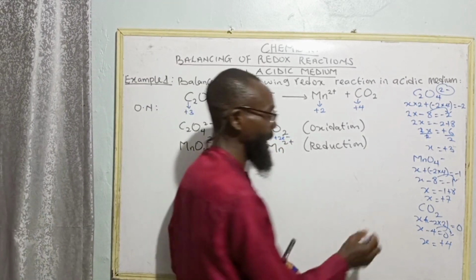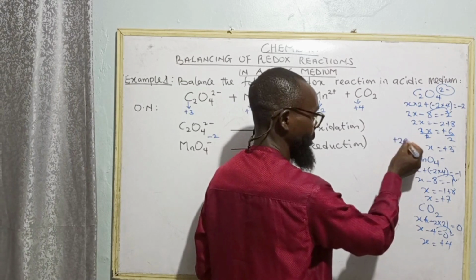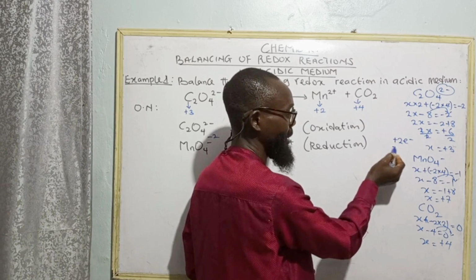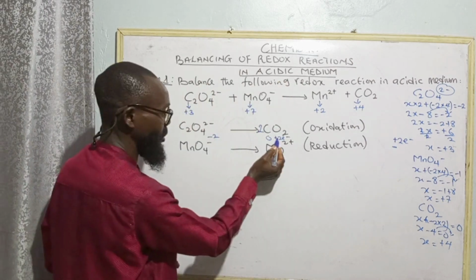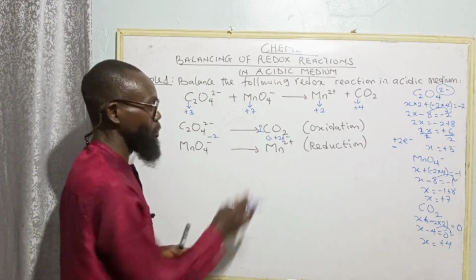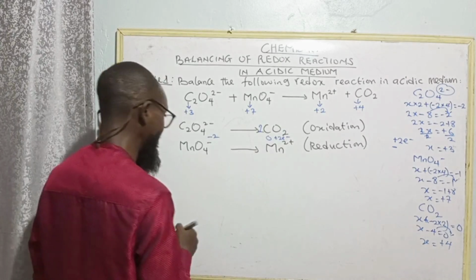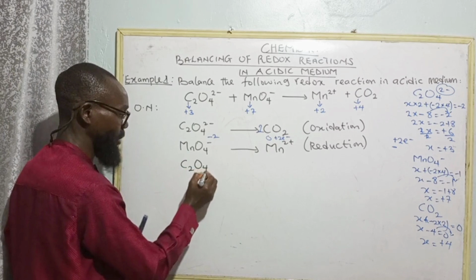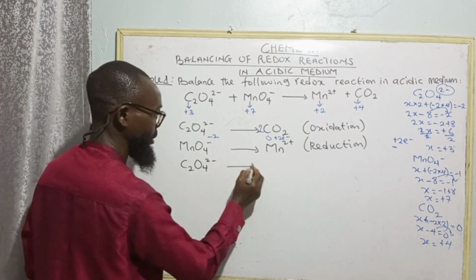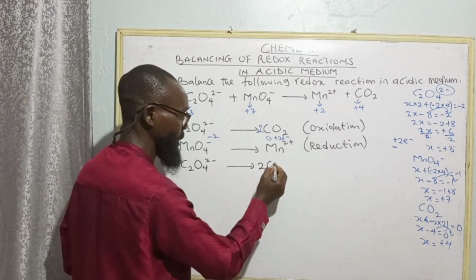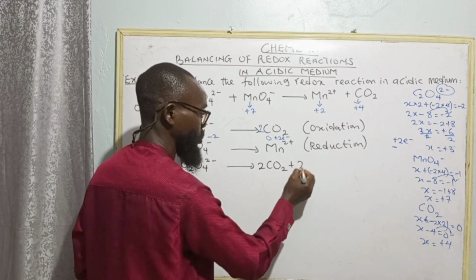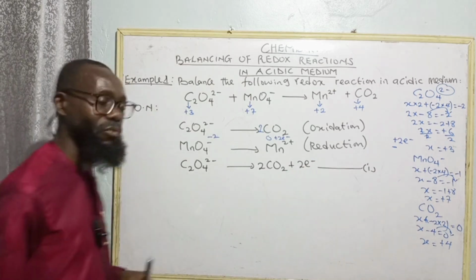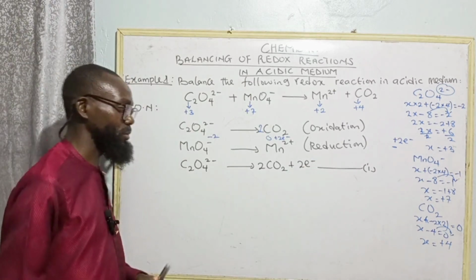Don't forget, when I say adding 2 electrons, this electron is negatively charged. Minus times plus should be minus, which means 0 minus 2. That's what I'm going to have. So we are adding 2 electrons here. So here, I'm going to have C2O4 2 minus moving to 2 CO2 plus 2 electrons. I call this my equation 1. Fine. This is my equation 1.